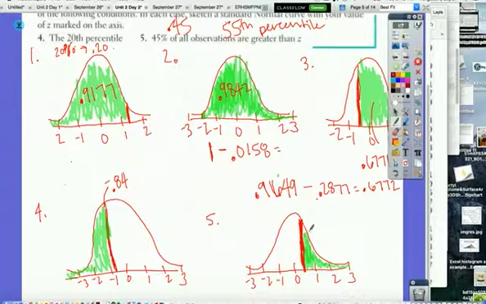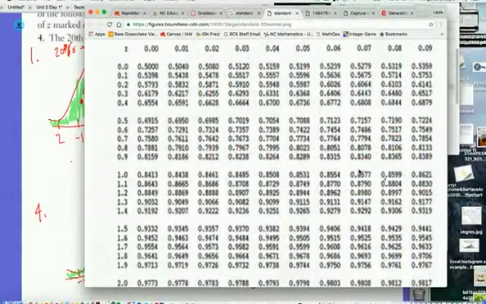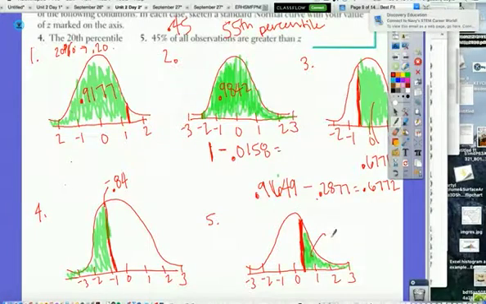So if we know that this represents the 55th percentile, we could go to our table and find where we were at 0.55. If we're looking through here, the closest thing to 0.55 would be 0.5517, which is about 0.13. So this would be 0.13.